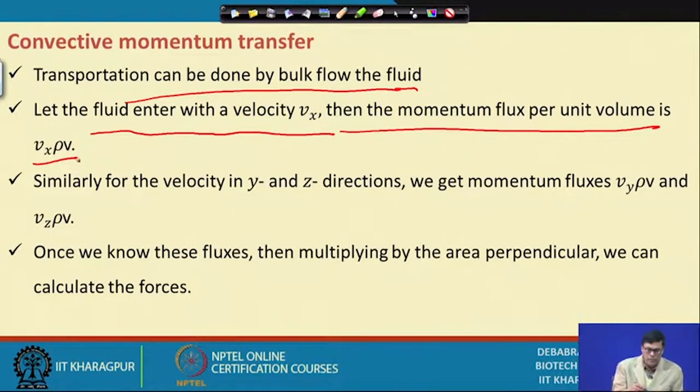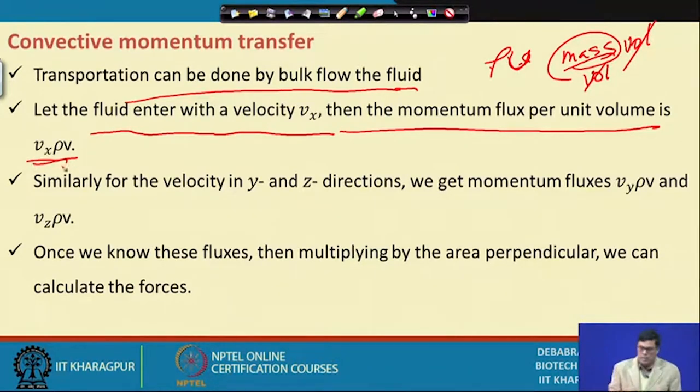The Vx into rho into V. What is rho into V? V is the volume, and rho is the mass per unit volume. Am I right? Mass per unit volume, and this is volume. So volume will cancel, and this will be mass. The mass into velocity is the momentum flux per unit volume, that can be explained.